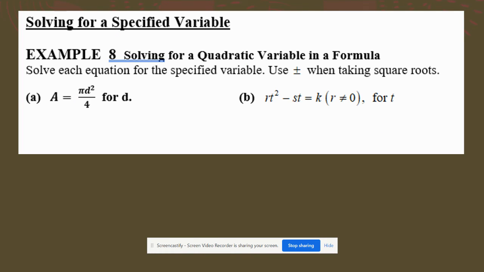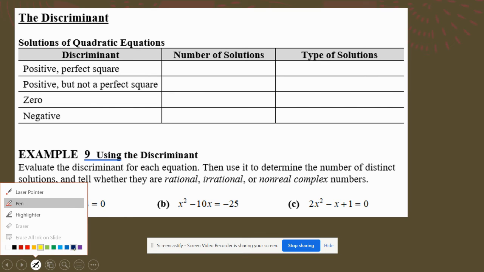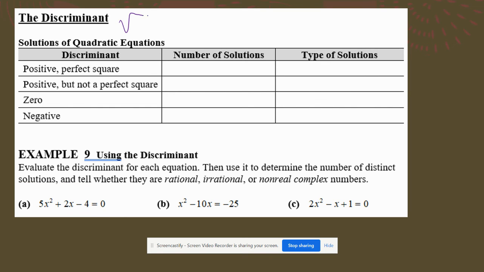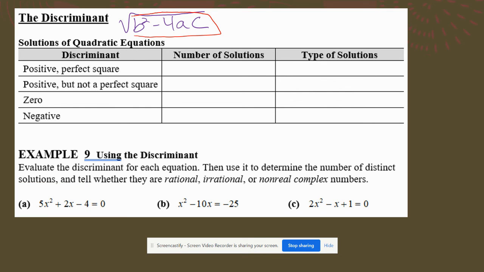We're going to take care of this another time and go straight to the discriminant. So the discriminant is the b squared minus 4ac portion of the quadratic formula, under the square root. More specifically, it's just what is b squared minus 4ac. This tells us how many and what kind of solutions we're supposed to get.